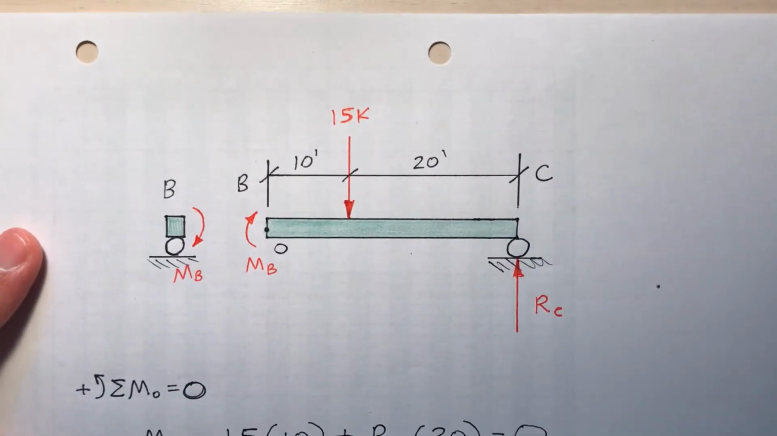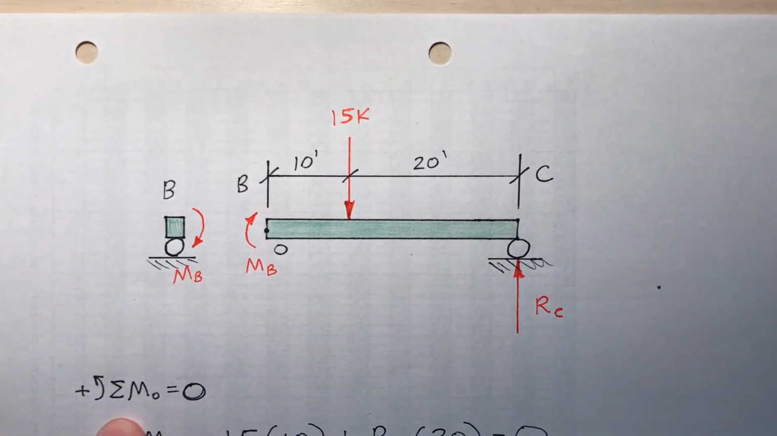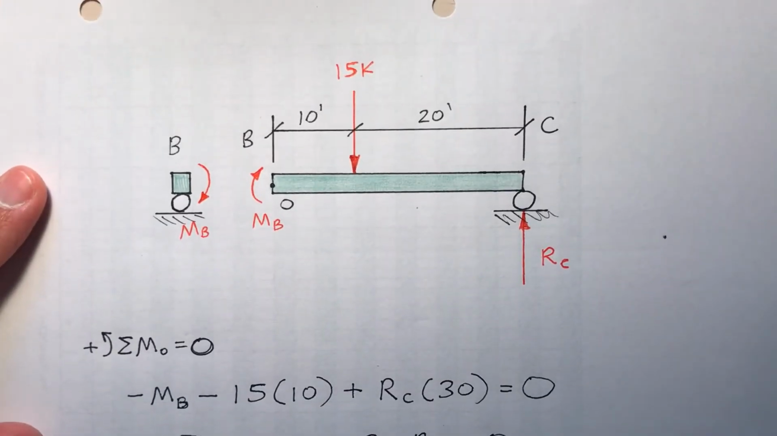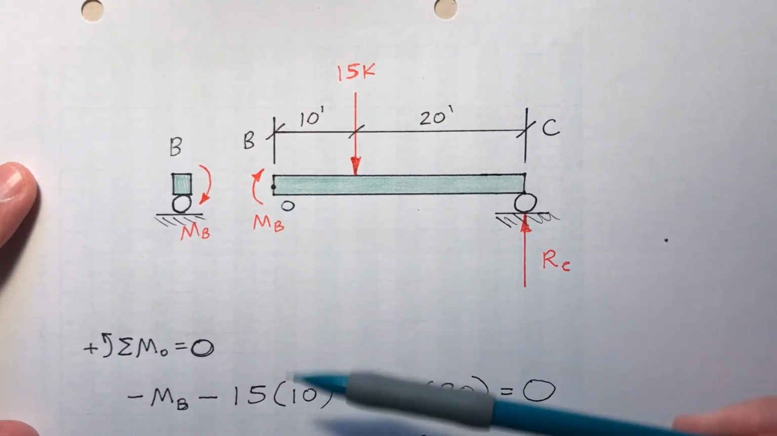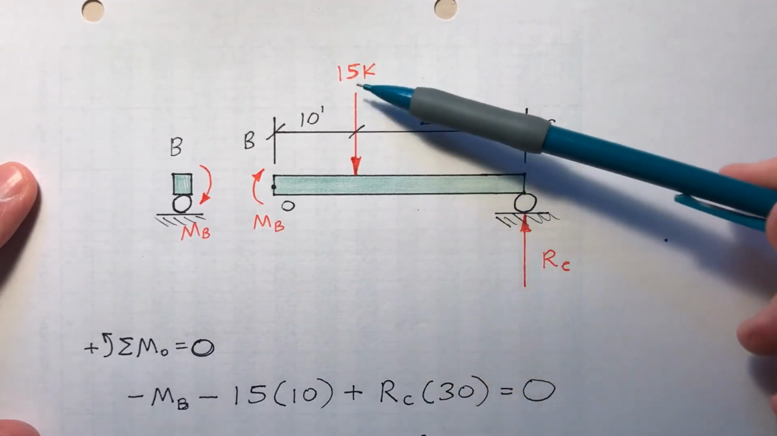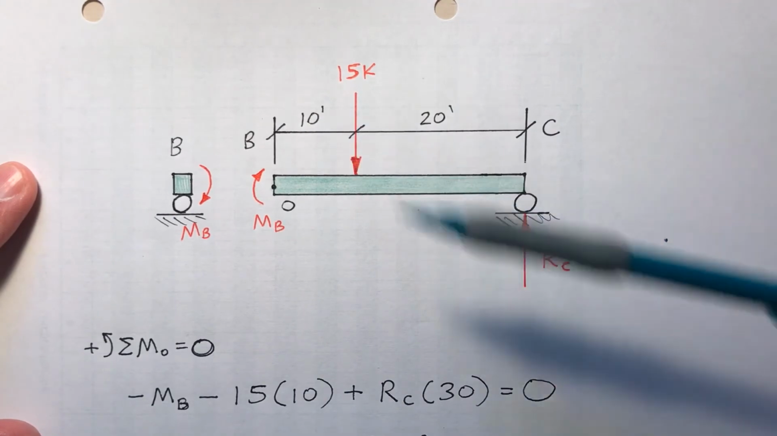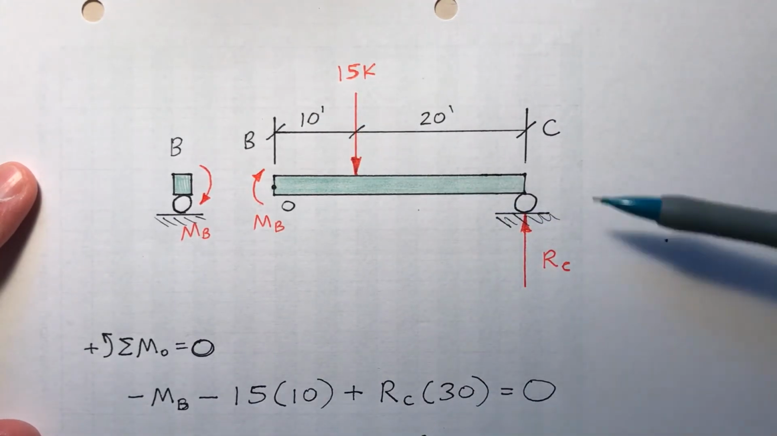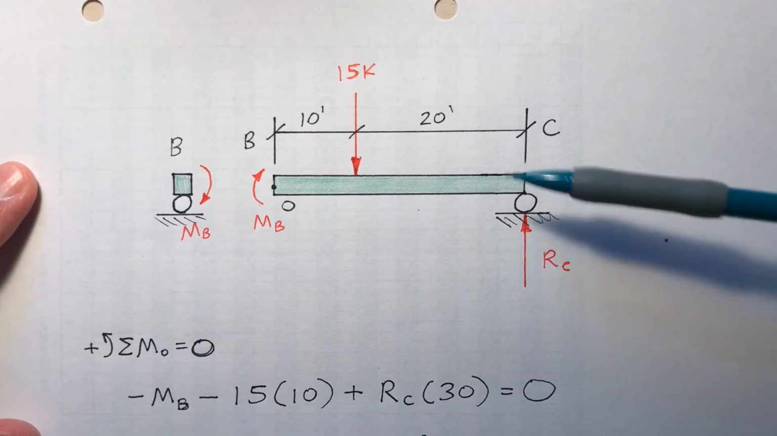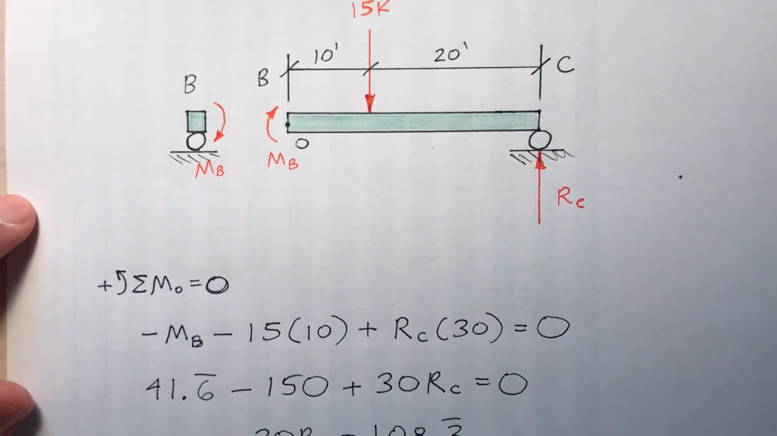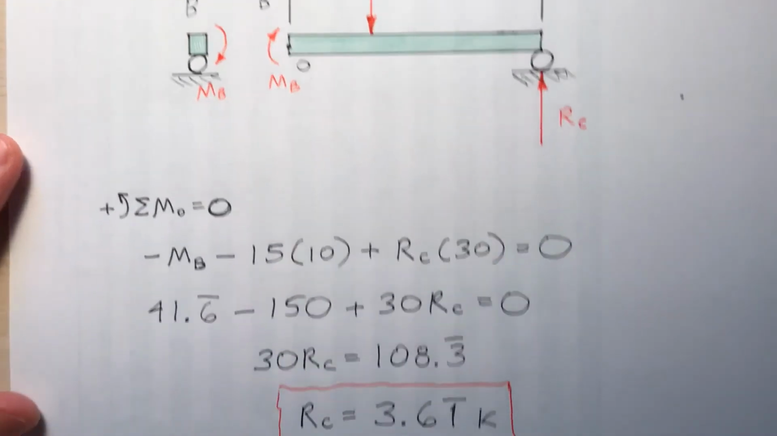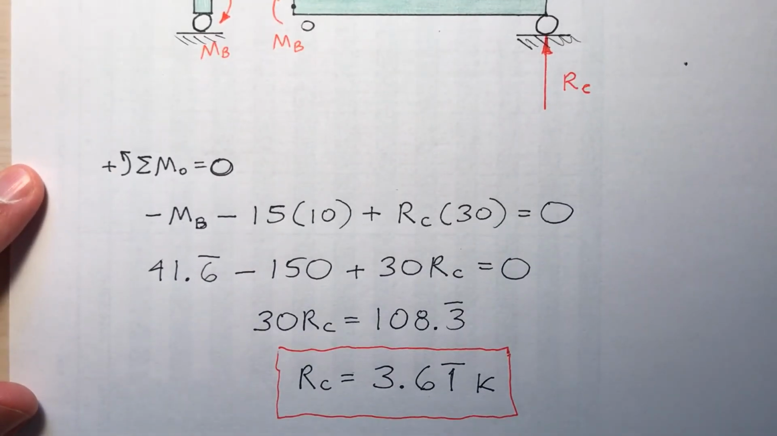So consider the equilibrium about point O, that's where I cut it at B. So negative M sub B, so that'll be this M sub B, minus 15 times 10, so it's this 15 times moment arm 10, plus R sub C times 30, the unknown reaction R sub C times moment arm 30, is equal to 0. So do some arithmetic here, and you'll find that the reaction at C is 3.61 kips.